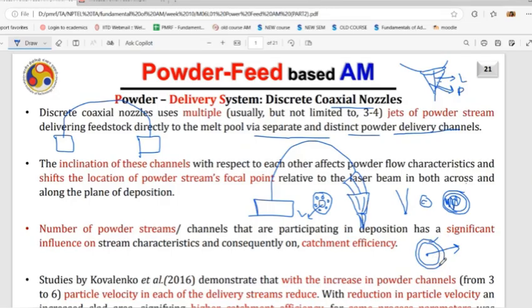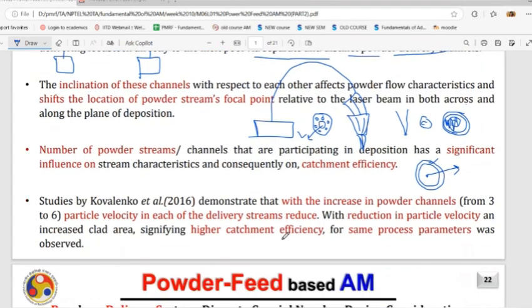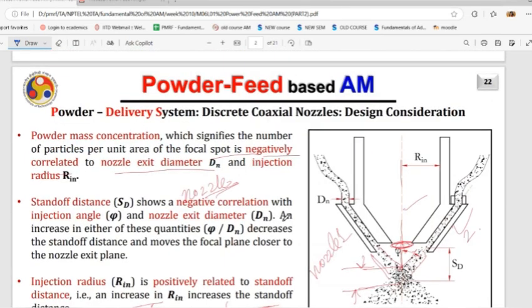Here, only one jet of powder is coming. It's not multiple jets coming and getting focused. From the whole diameter periphery of this nozzle, the powder is coming. So it's a kind of cylindrical or slit-based nozzle, you can say. So different types of nozzles are available in the market. It depends which one you are choosing for your system.